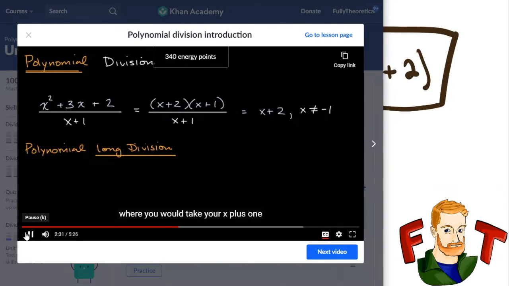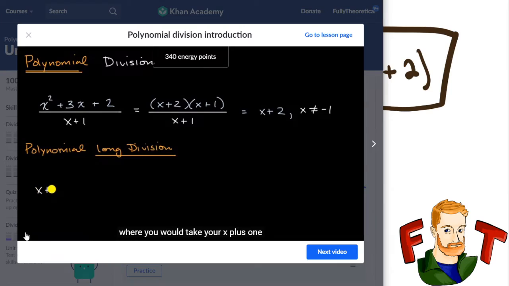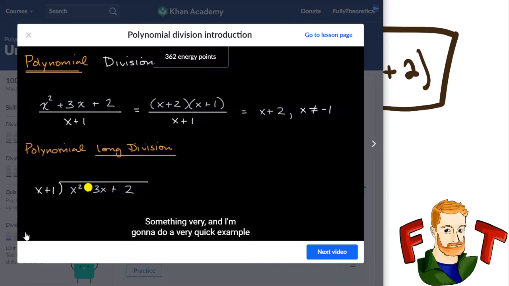process where you would take your x plus 1 and try to divide it into your x squared plus 3x plus 2. I'm going to do a very quick example right over here, but we're going to do much more detailed examples in future videos. You look at the highest degree terms. You say, okay, I have a first degree term and a second degree term here. How many times does x go into x squared? Well, it goes x times.